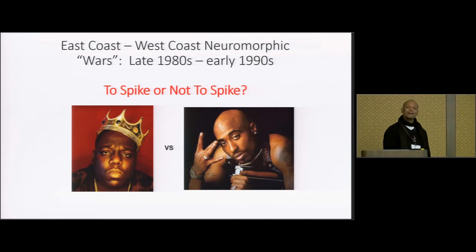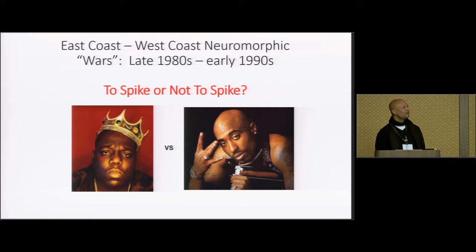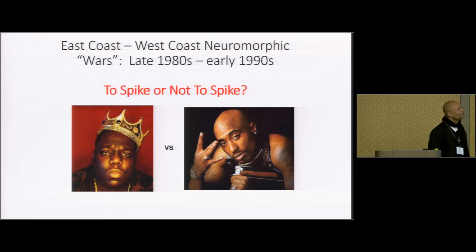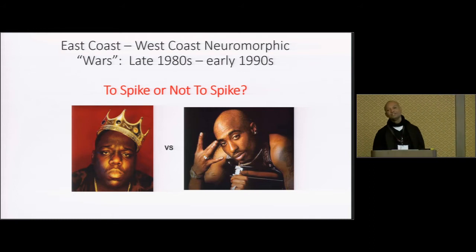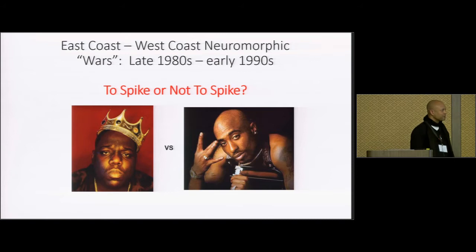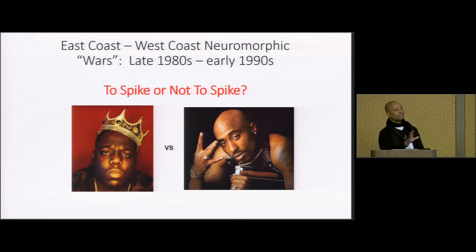The reason I put their pictures up is that there was this famous war between them, where East Coast and West Coast rap style were being litigated, for lack of a better word. A similar kind of thing happened in the late 80s, early 90s between the East Coast and the West Coast flavor of neuromorphic engineering. So the question was to spike or not to spike. The interesting thing about Tupac and Biggie is that despite the animosity portrayed through the press, in the back they were actually friends, working out some of their differences, but portraying this thing up front.